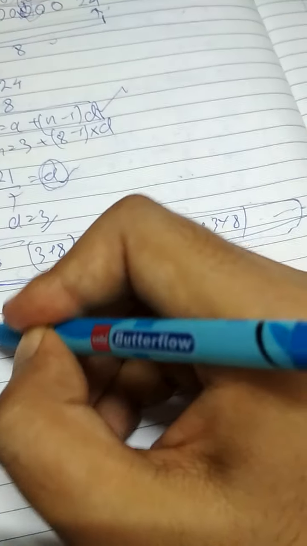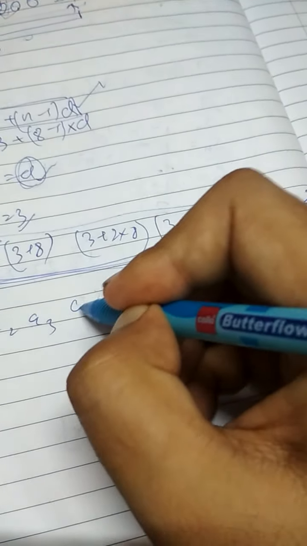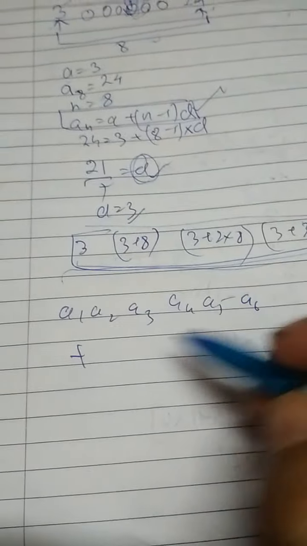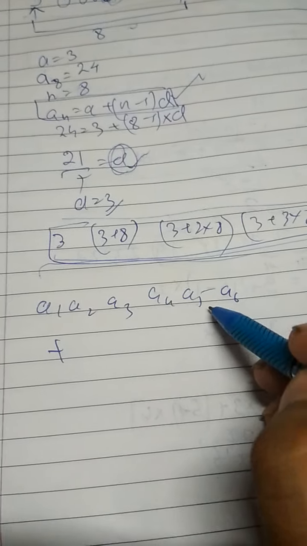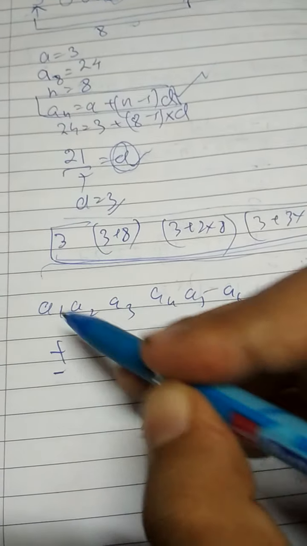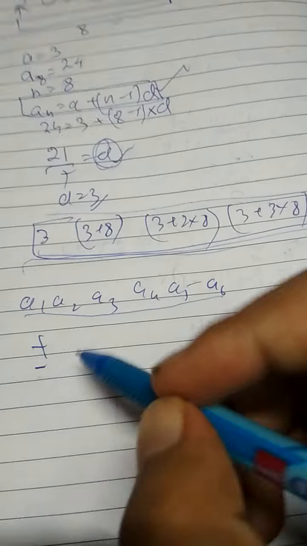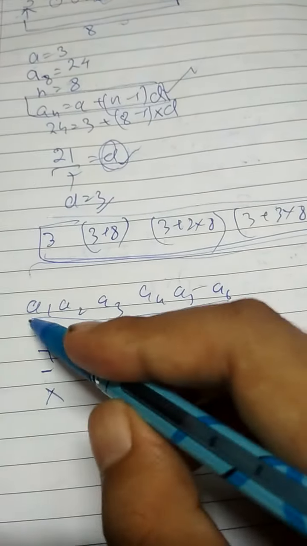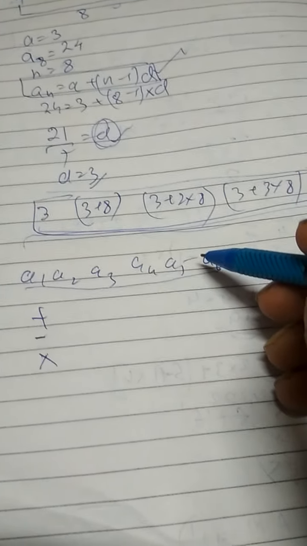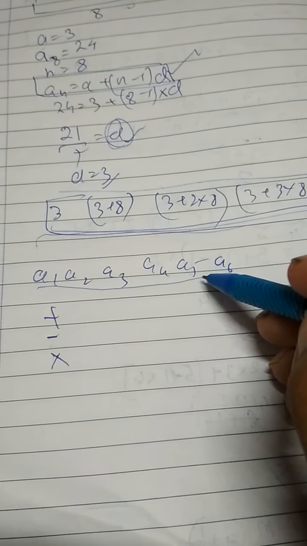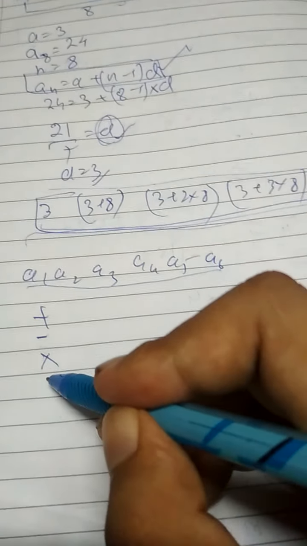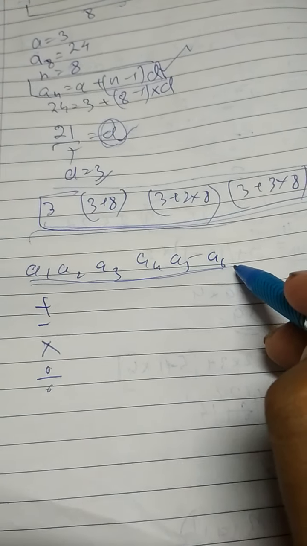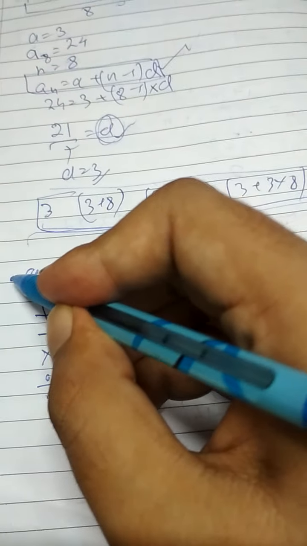Also see one more thing. If this sequence is an AP, if we add the same number to all the digits, then that sequence will also be in AP. If we subtract the same number from all these digits, then also that sequence will be in AP. If we multiply all these numbers by the same number, then also the resulting sequence will be in AP. If we divide it by a non-zero number, then also the resulting sequence will be in AP. So this is another thing that you need to know.